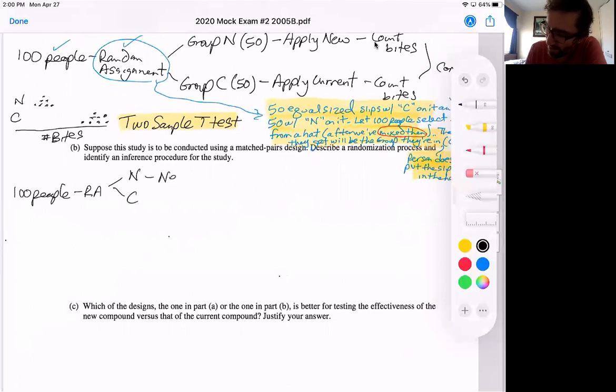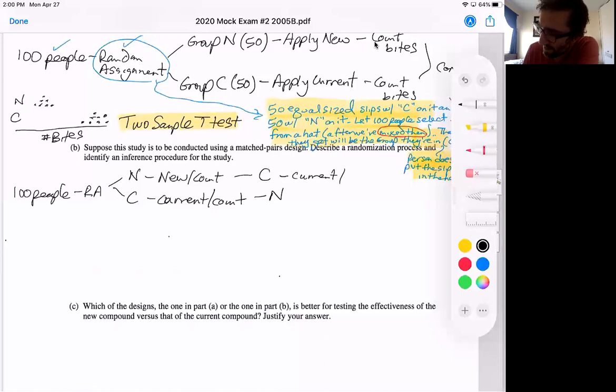We're going to do the new and counts. This is abbreviated. This is do the current and counts. And then we switch the treatments. Now we do C and new. They get the current, and then we're going to count. And then we have the new, and we're going to count how many mosquito bites. And then we're going to calculate and compare the difference in the number of mosquito bites.